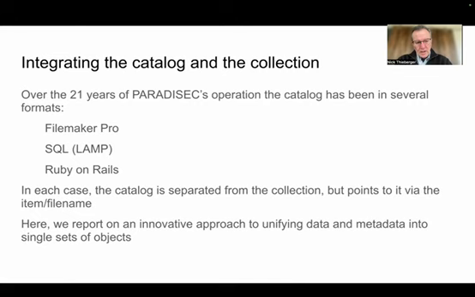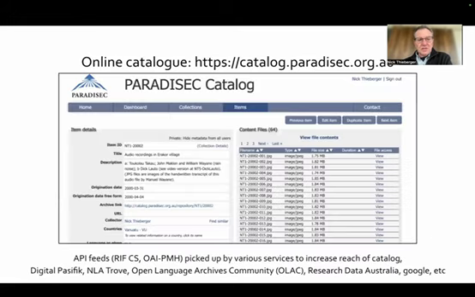And what I want to talk to you about today is how we've taken an innovative approach to unifying the data and the metadata into a single set of objects. So the catalogue is as normal for these kinds of catalogues. You have a bunch of fields. They conform to various standards. They include controlled vocabularies and allow you to select from the controlled vocabularies for country, language, and so on.